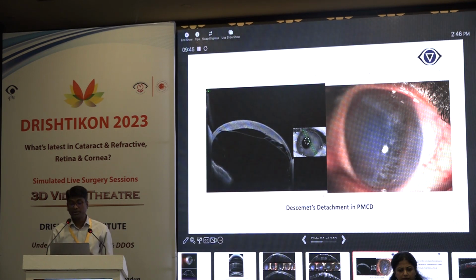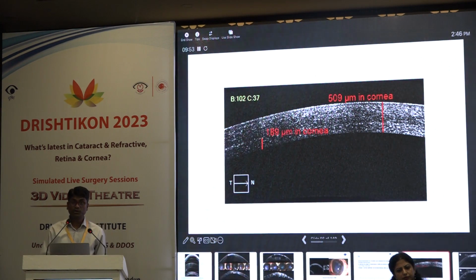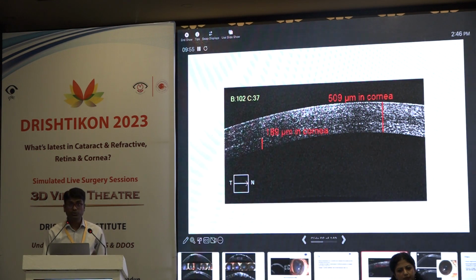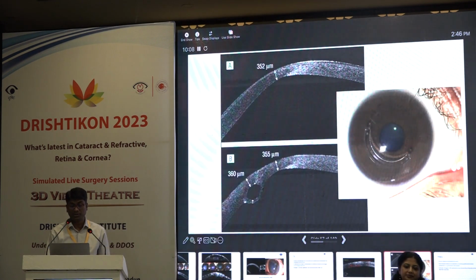So here this cornea is very, very thin. This was hardly epithelium and DM, that's it. So C3R, if you do collagen cross-linking, you do a post-operative OCT to know where the demarcation line is. The demarcation line tells you that yes, cross-linking has happened. Generally, it's in the mid to posterior stroma. There you can see the demarcation line.